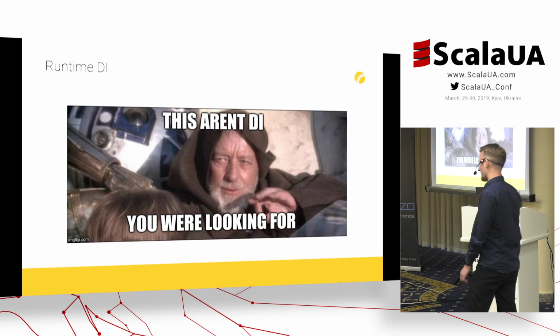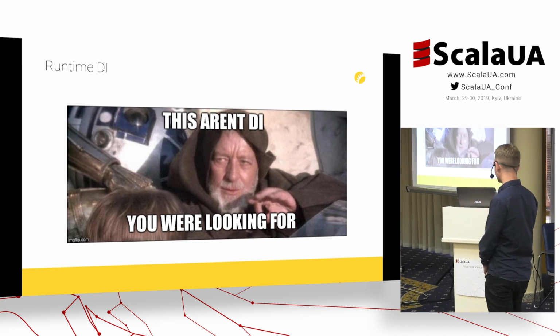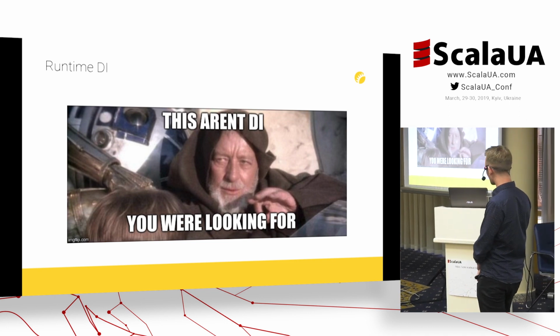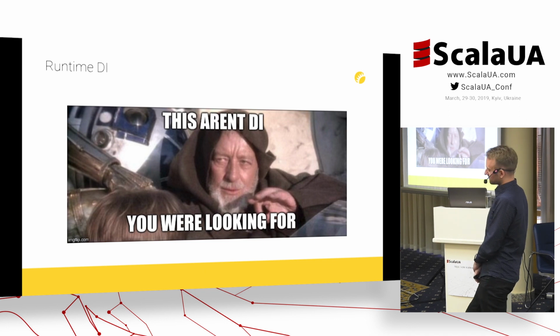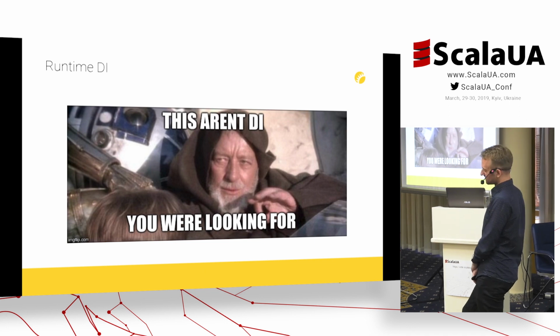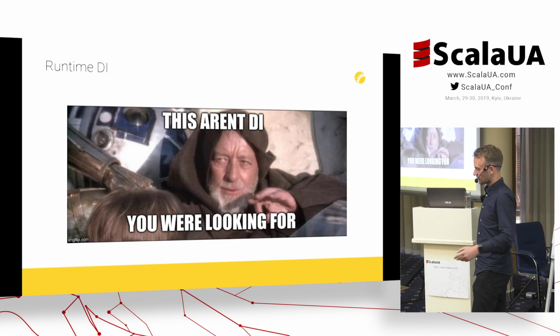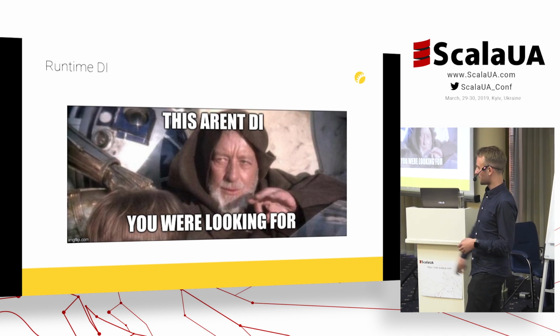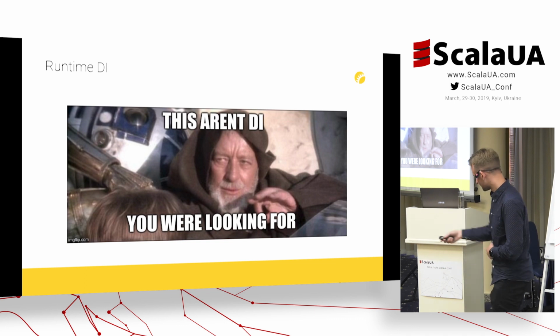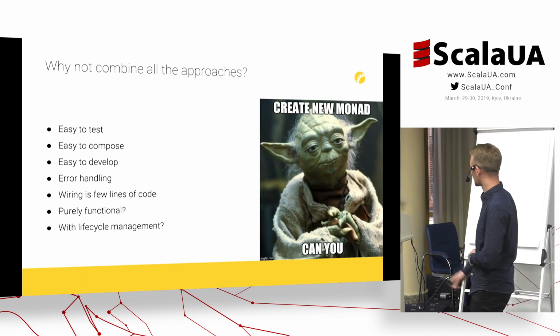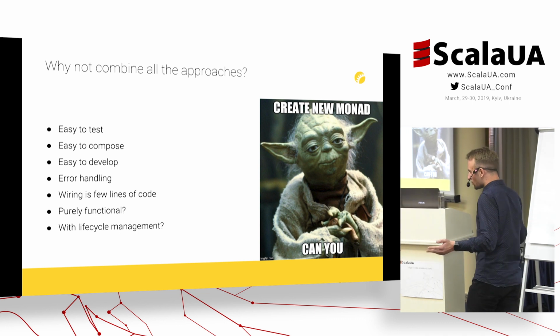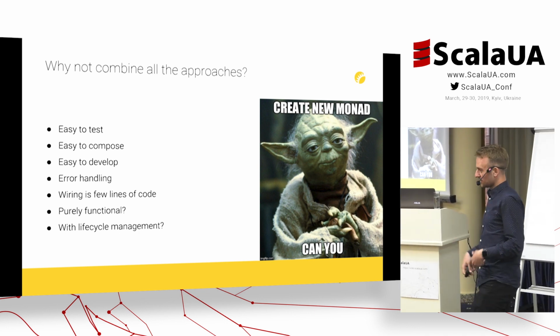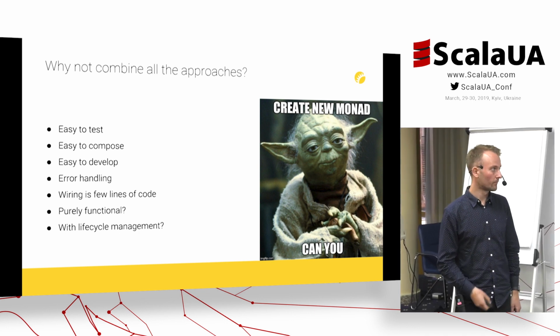Scala developers don't like runtime DI because it gives runtime exceptions. Often you define some functionality, deploy or try to test, and you get a runtime exception because you haven't defined the method to provide some dependencies. So forget about runtime dependency injection. So why not combine all these approaches? I mean the positive things.